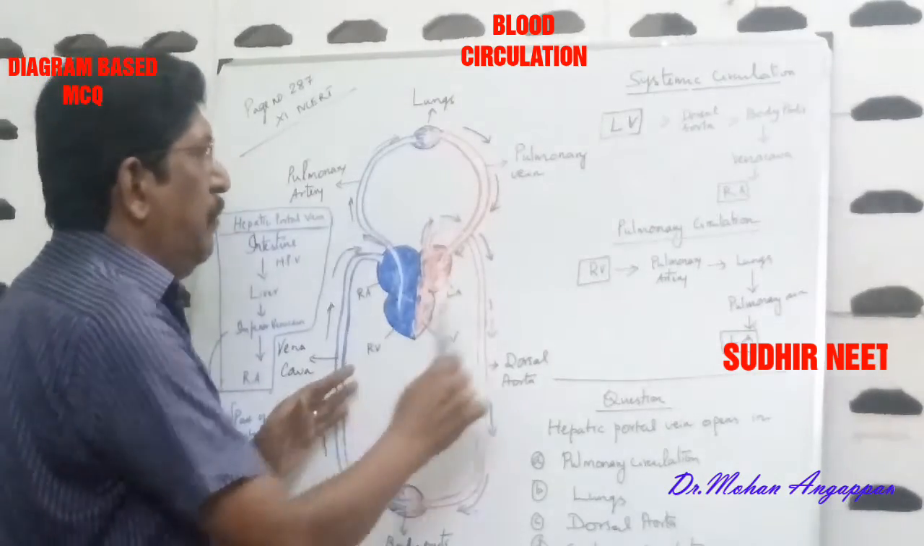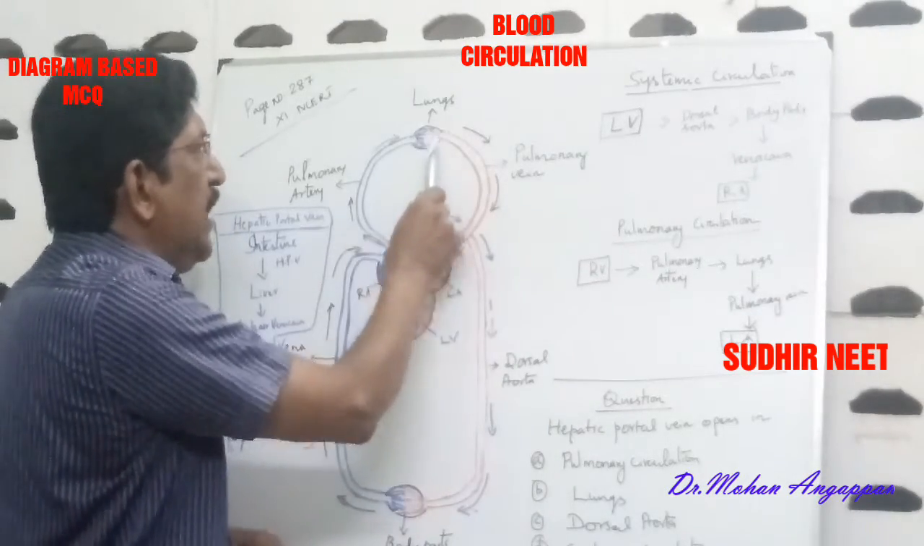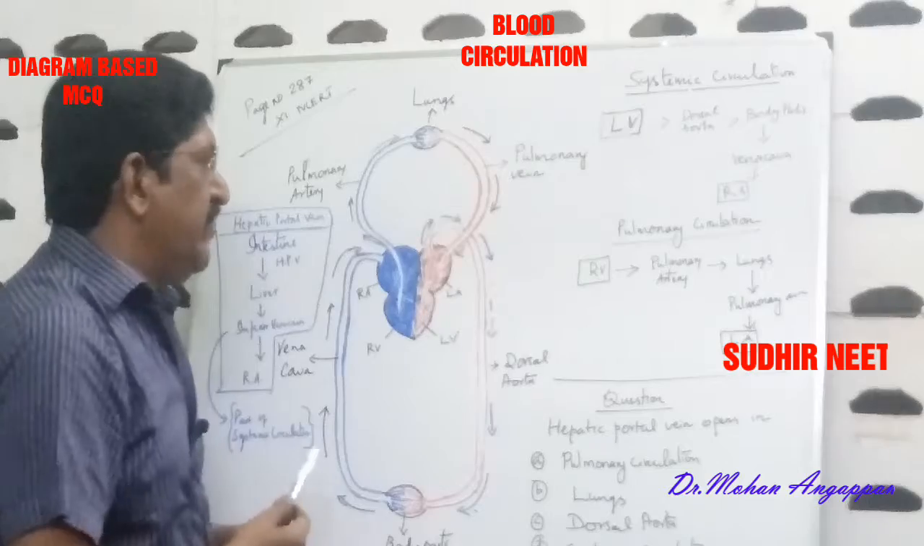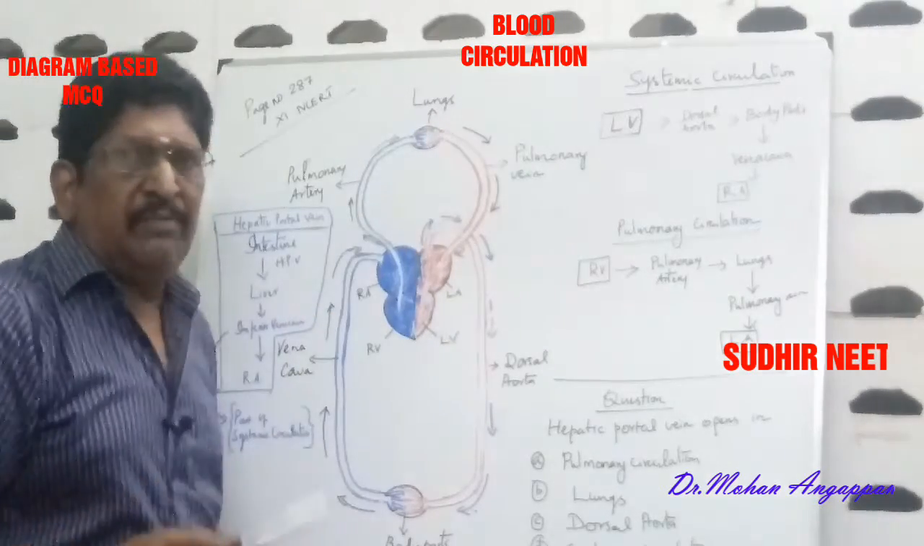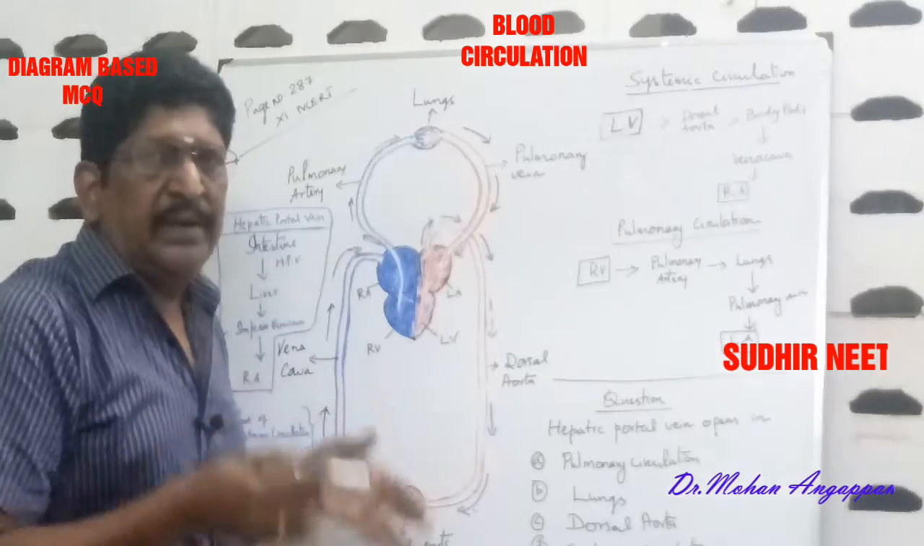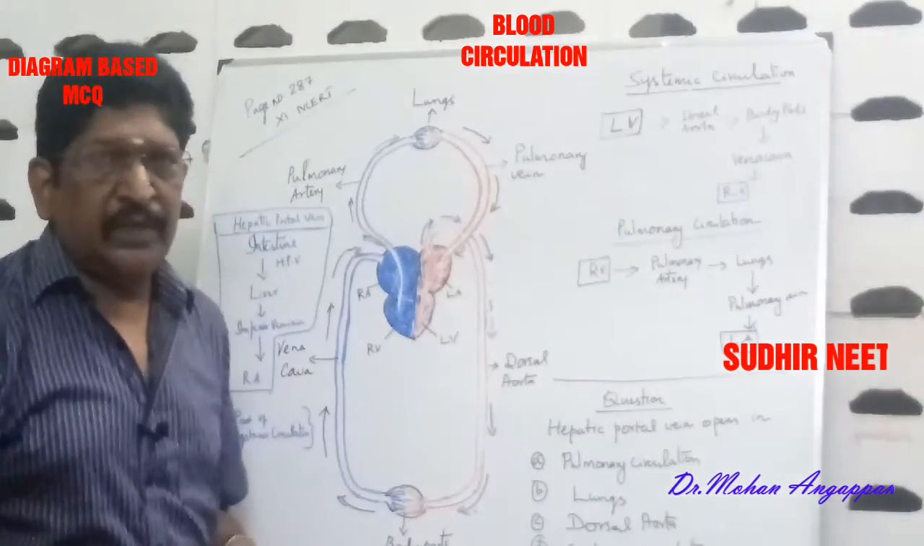So this is pulmonary circulation, right? Ventricle, pulmonary artery and then lungs, pulmonary vein and then left atrium. Here lung is involved. So pulmonary means lungs. Since the involvement of lung is here, it is called pulmonary circulation.